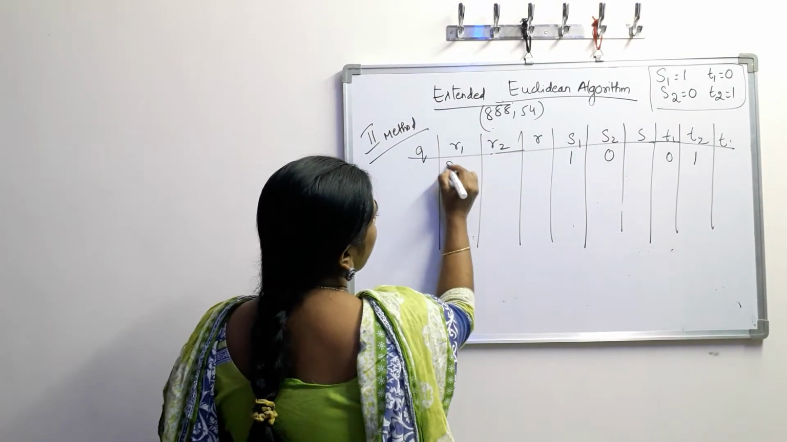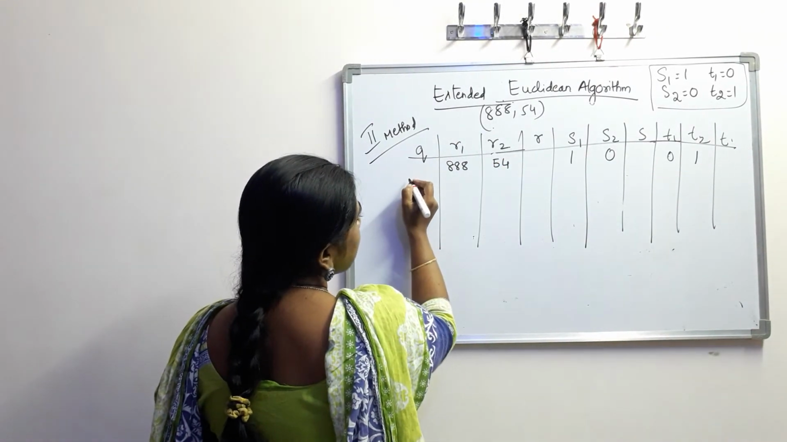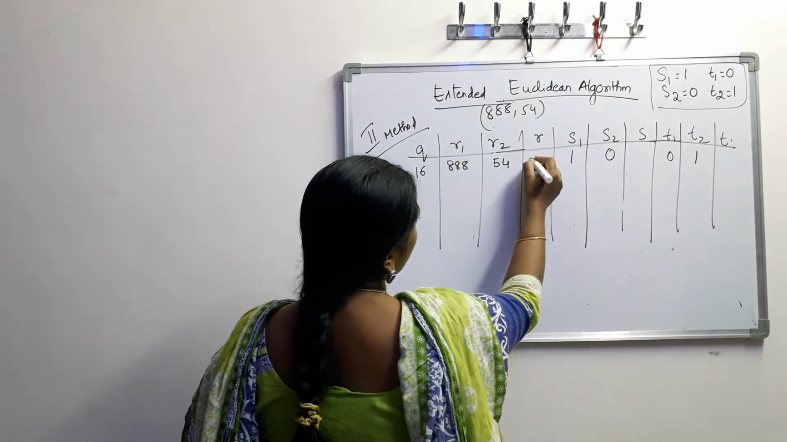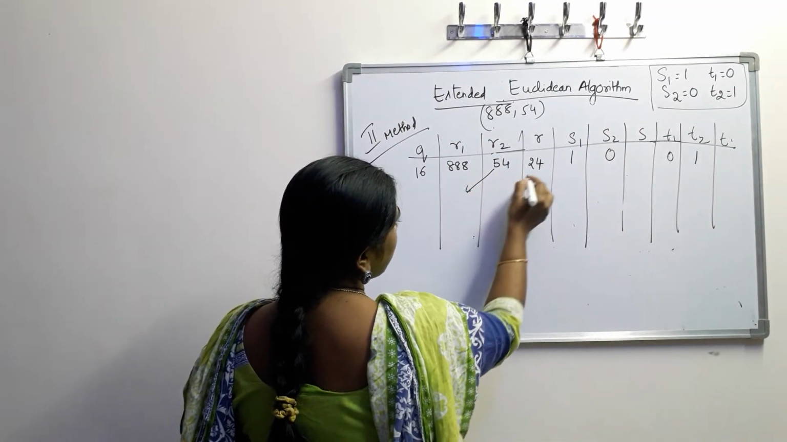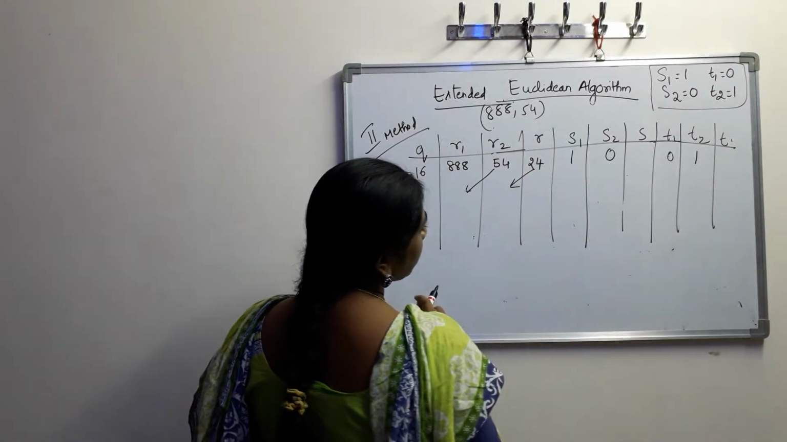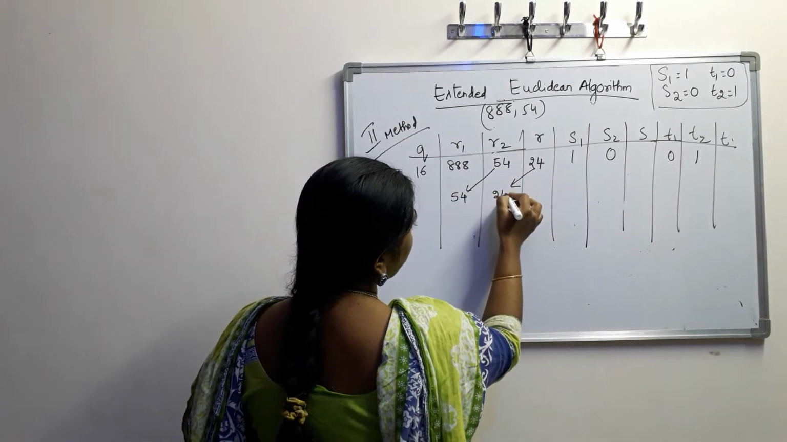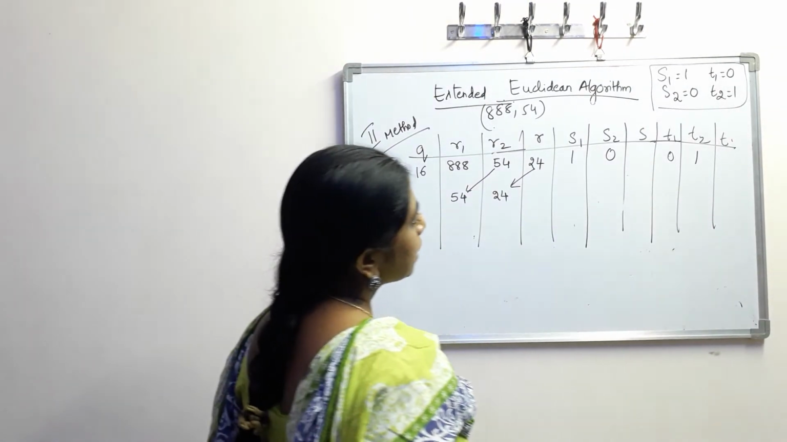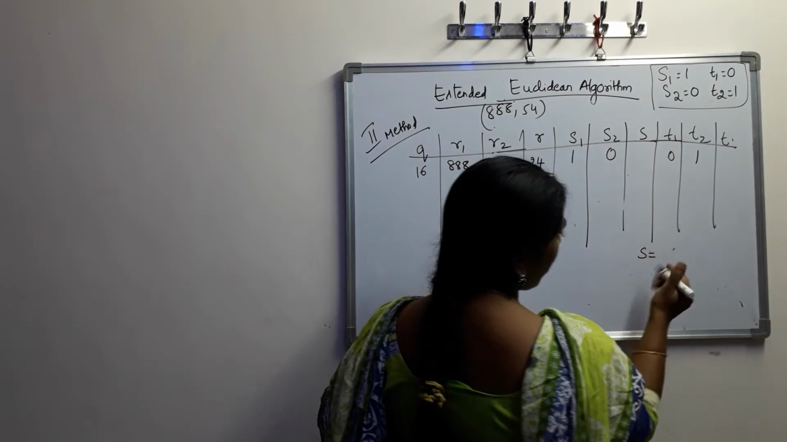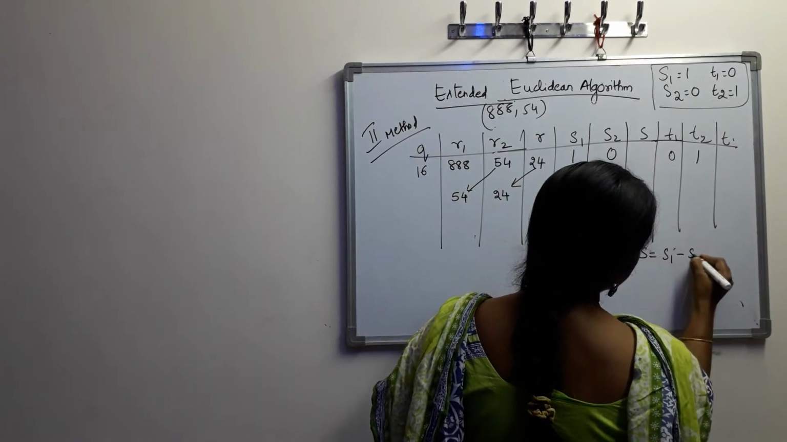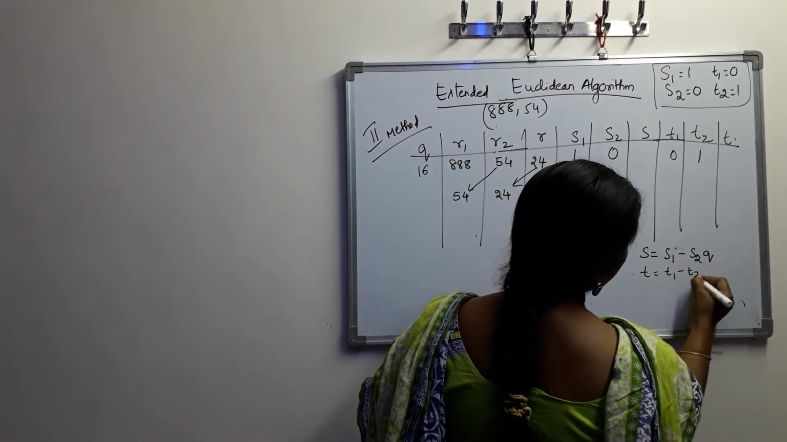So what is the value given? That is 888 and 54. How many times 54? That is 16 times, plus we are going to get the value as 24. So from the Euclidean algorithm, we are going to get 54 here and 24 here. Similarly, you need to find out the S values. The S value is S1 minus S2 into Q, and T value is equal to T1 minus T2 into Q.